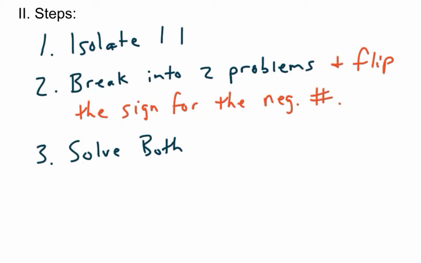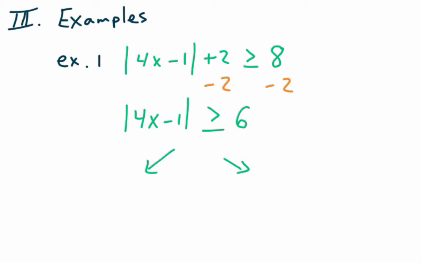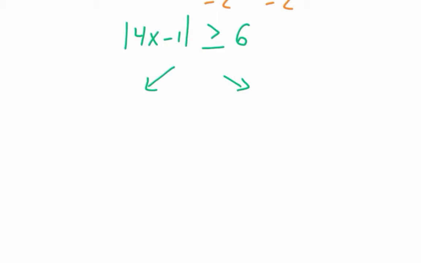But the new part is we need to flip the sign for the negative one. So before we would say we have 4x minus 1 equal, but here we have a greater than or equal to 6. So we just copy that down the same as before. And now we have 4x minus 1. This side is going to be the one where we change the sign, so it would be a negative 6. But when we change the sign, it's kind of like multiplying by a negative number, so we have to flip the sign.